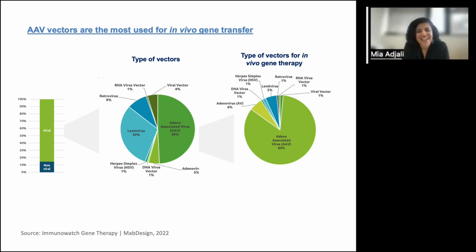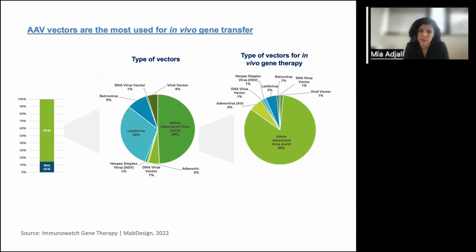And as he has mentioned, there are many vectors. There's no ideal vector, but today AAV, adeno-associated virus vector, represent almost 50% of the strategies under development and evaluation in patients. And when it concerns in vivo-based gene transfer, AAV vectors represent even more than 85% of the strategies.